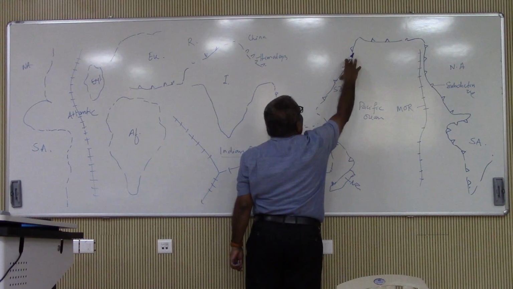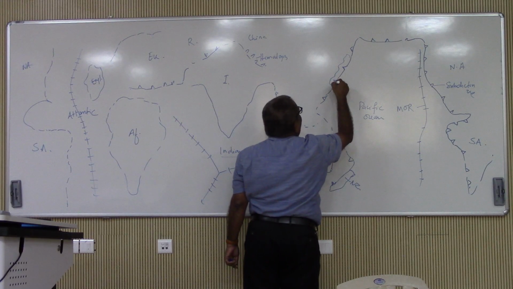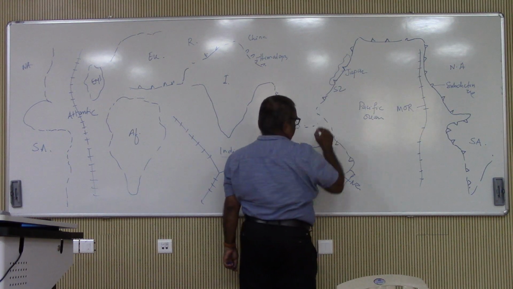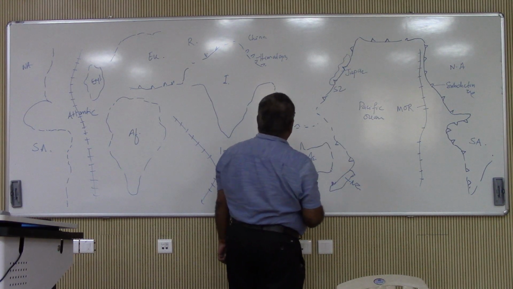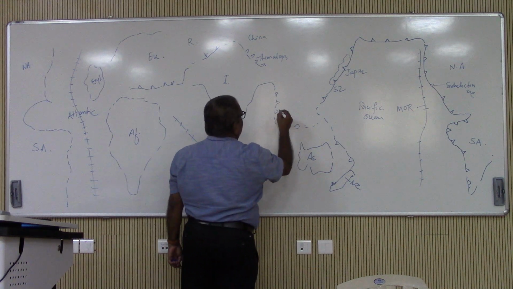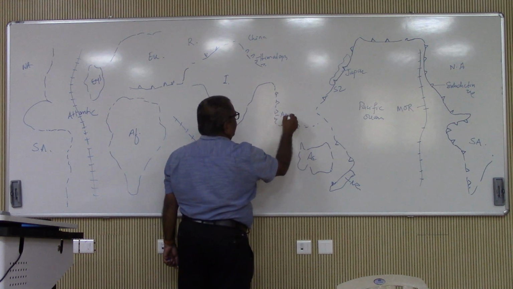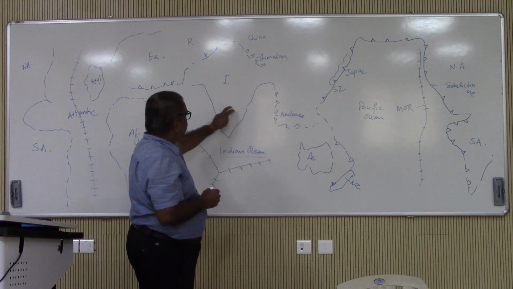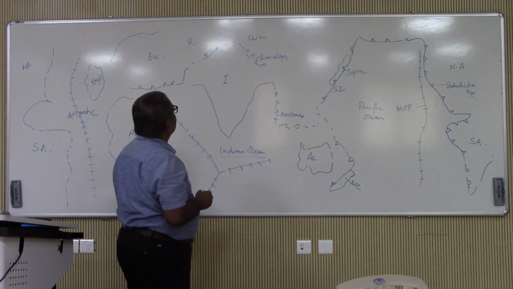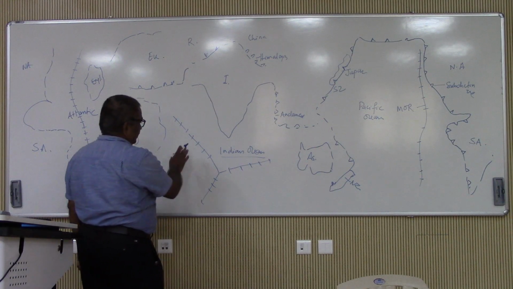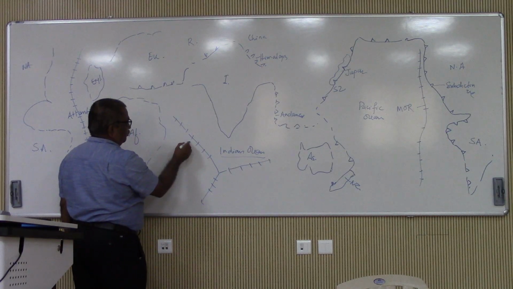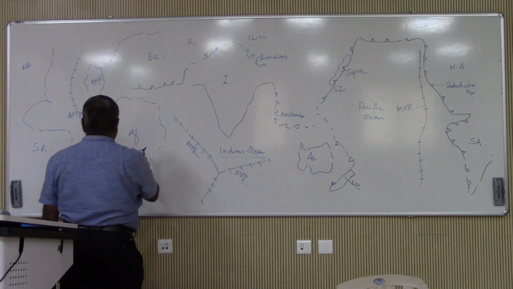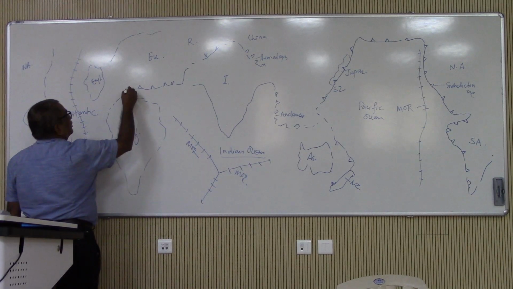This place is what? This is Japan. Japan, then the Philippines will come. Then this side is New Zealand. Java, Sumatra will be here. Here is Andaman. So this is India. Himalayan subduction. These are mid-oceanic ridges, MOR. This is Africa. This is a subduction zone.